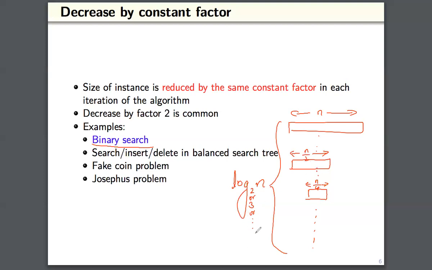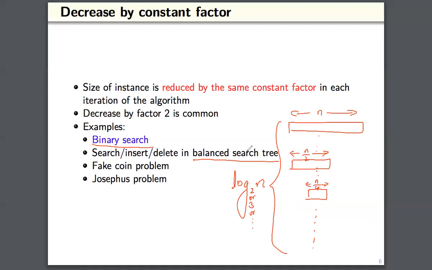So on. Search or insert or delete in a balanced search tree. Think about a balanced search tree. There also, you were decreasing the number of elements to be searched by almost a constant factor, right? Say 2, around 2, approximately 2.